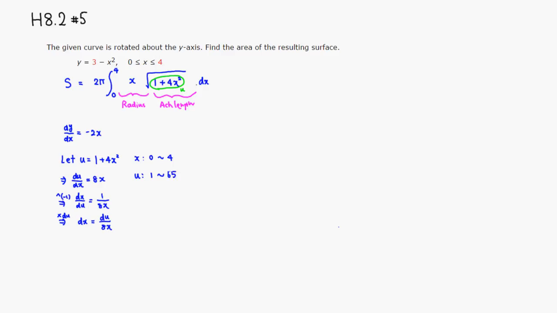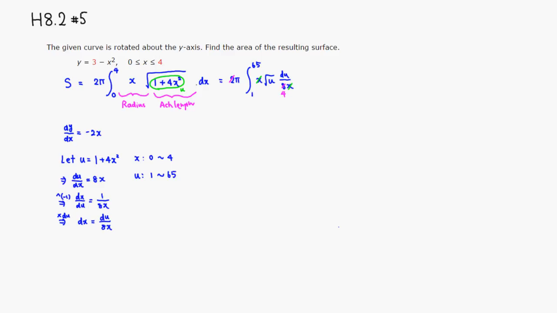All right, so let's rewrite that. 2 pi is already there. Then we have an integral now from 1 to 65. I'm going to leave x as it is for now. Then you have the square root of u, and dx is du over 8x. So we can cancel x on top and x on the bottom, and then cancel 2 and 8, so that gives you 4.